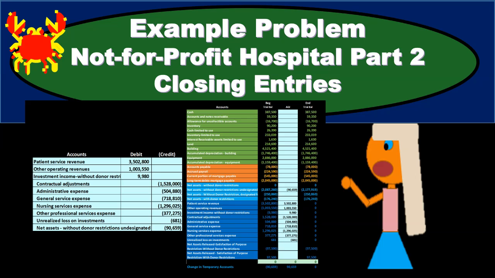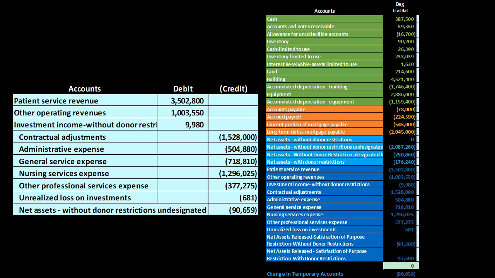In this presentation, we will continue on with part 2 of our example problem related to a not-for-profit hospital. In prior presentations, in part 1, we entered the transactions for a year for a time period. We're now at the end of the time period, and we will be entering the closing entries, doing the closing process. We're going to have the information on the right-hand side, which will be the trial balance. This is the trial balance worksheet that we will use to enter the closing entries. We will be journalizing the closing entries on the left side.